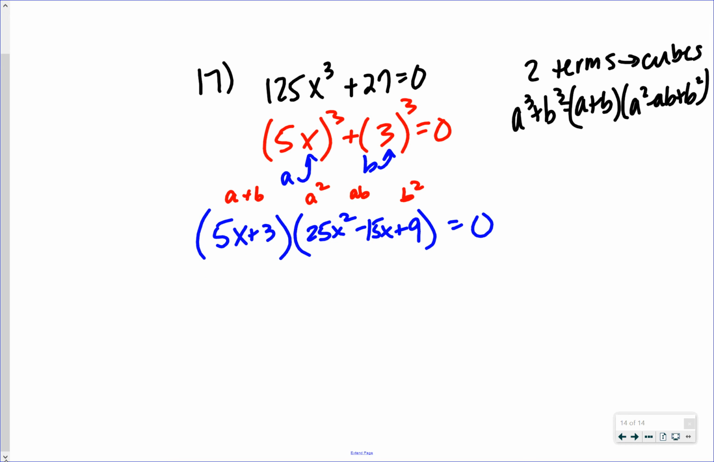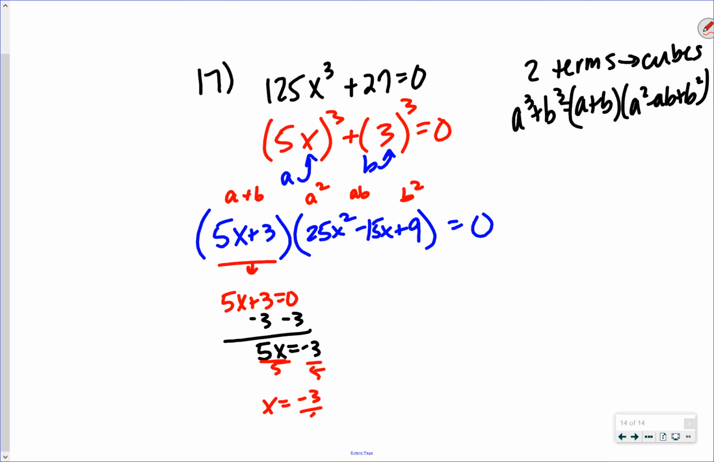So my two factors. First one is always pretty straightforward. 5x plus 3 equals 0. Subtract the 3. 5x equals negative 3. Divide by 5. x is negative 3/5. Other one, you always have to use the quadratic formula. So x equals the opposite of b. The opposite of negative 15 is a positive 15.